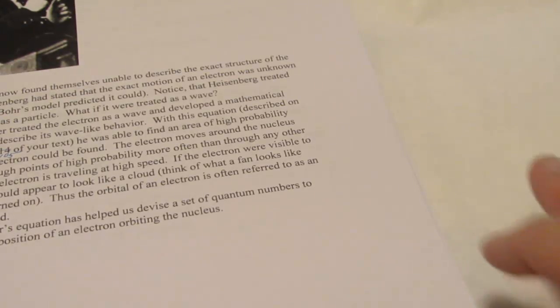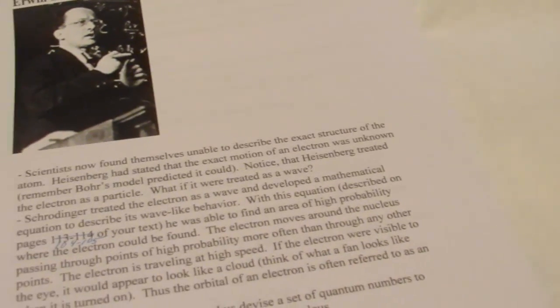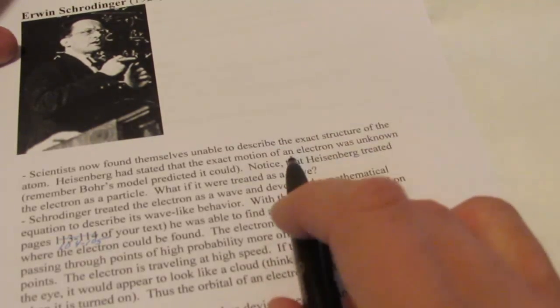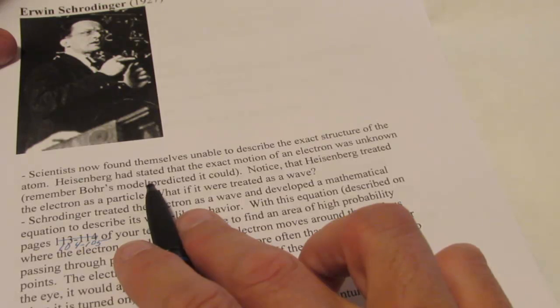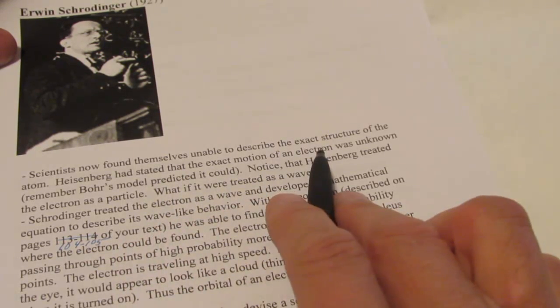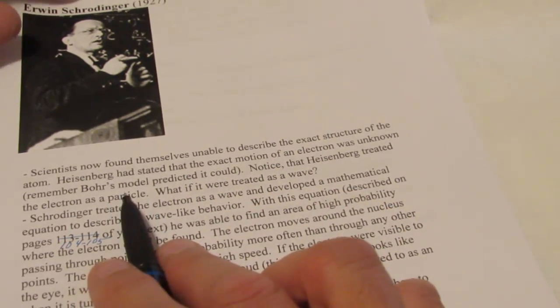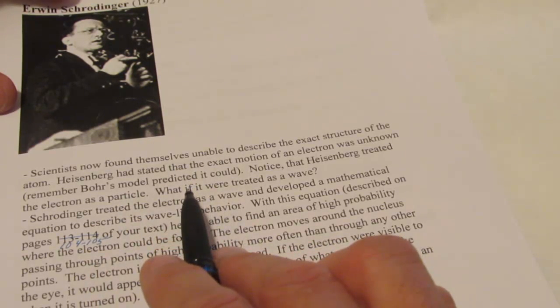At the same time, Erwin Schrödinger. Scientists found themselves unable now to describe the exact structure of an atom. Heisenberg stated that the exact motion of an electron was unknown. Remember, Bohr's model predicted that we could do that.